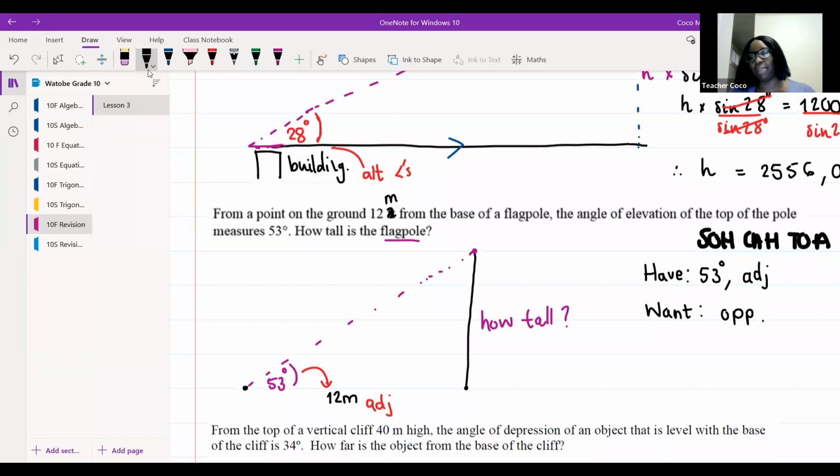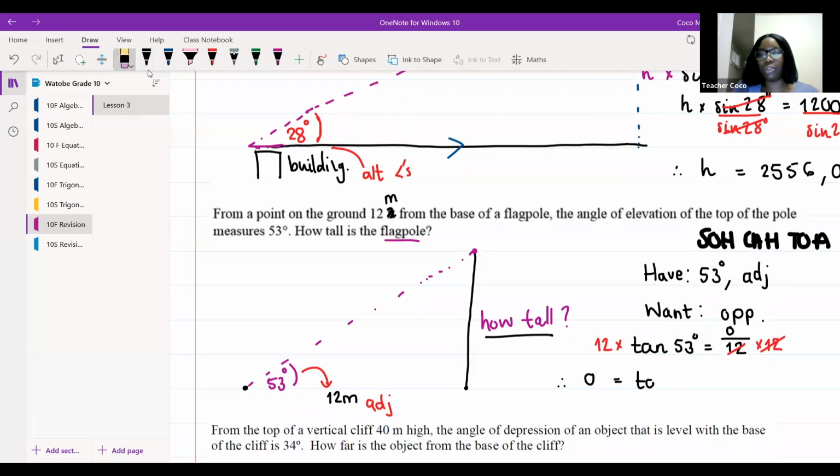Okay, so I'm not going to waste any time. I'm going to go tan of our angle: tan of 53 degrees is equal to the opposite, which is the thing that I want. I don't know what my flagpole is, so I'm going to call it opposite, over my adjacent side, which is 12. What is my next step, guys? The division, that bottom part is always the part that I don't want. Good. I'm going to multiply by 12 on both sides. I'm always trying to get rid of the denominator. 12 divided by 12 is 1. Therefore, the opposite is equal to the tan.